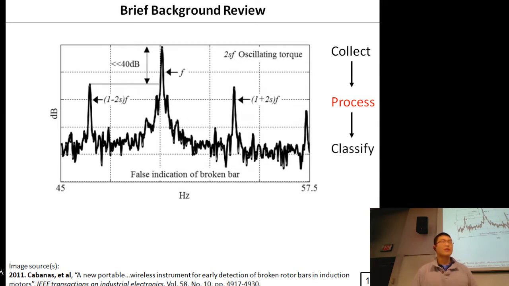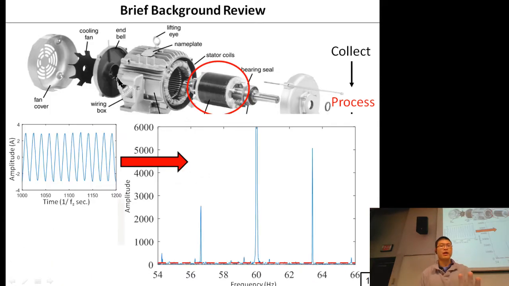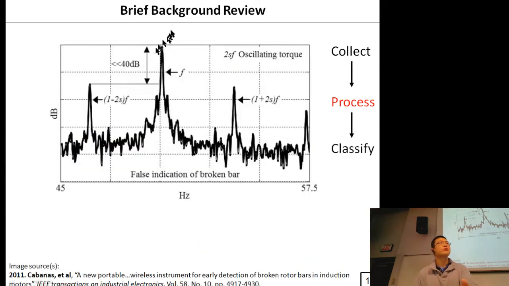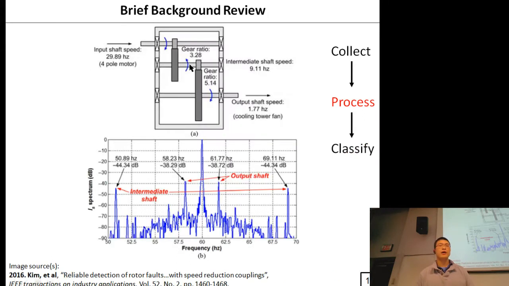As shown in 2011, the same kinds of sidebands can also occur due to the influence of the connected load. Again, in 2016, this influence is demonstrated where we have different gear ratios, and they would show the sidebands in accordance to gear ratios that could be confused with the fault that's trying to be detected.